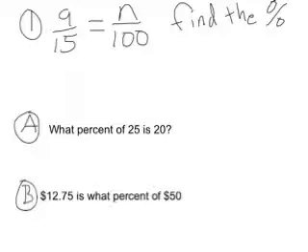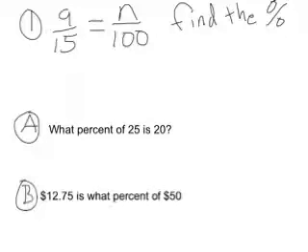So if I look up at Example 1 here, I've got 9/15 equal to n over 100, where in this case n is going to be my percent. I know that because it's over the 100. That means that the 9, my numerator, is what I have. The 15 is my total.